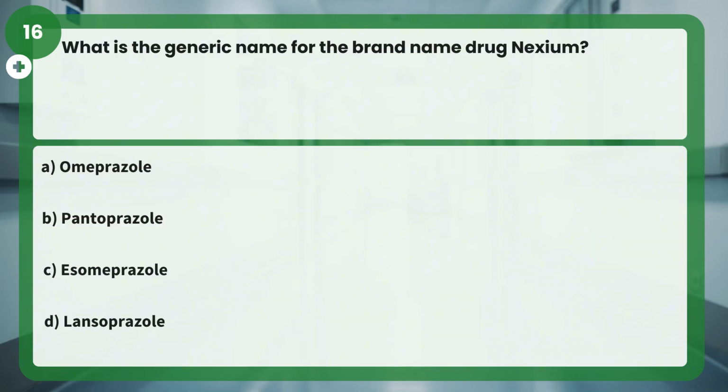Question 16. What is the generic name for the brand name drug Nexium? A. Omeprazole. B. Pantoprazole. C. Esomeprazole. D. Lansoprazole.